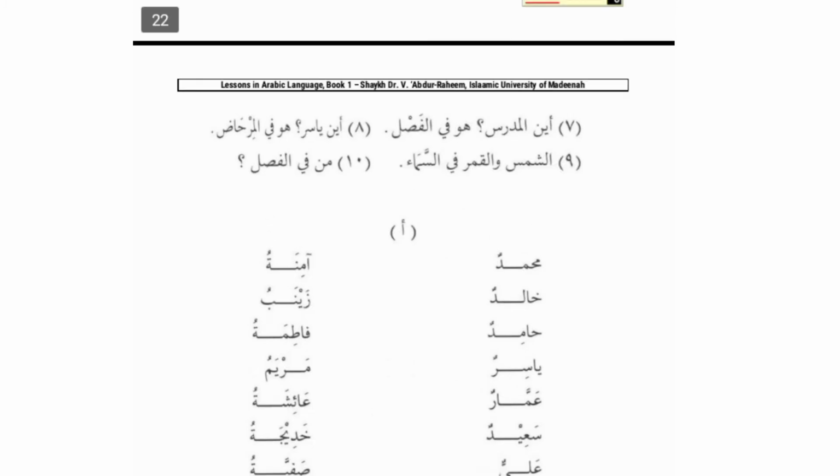Okay, if you take note, the masculine names have tenween, but the feminine names do not have tenween, and that is just for one reason. For example, Muhammadun, Khalidun, Hamidun, Yasirun, Ammarun, they all have the tenween in all of these names, but all of the feminine names do not have tenween. And now this is the reason why.